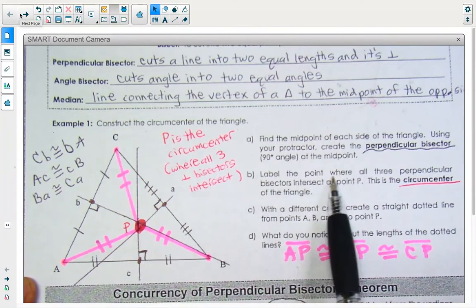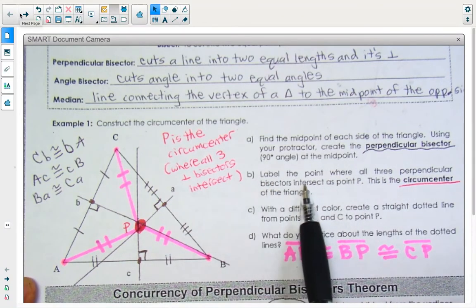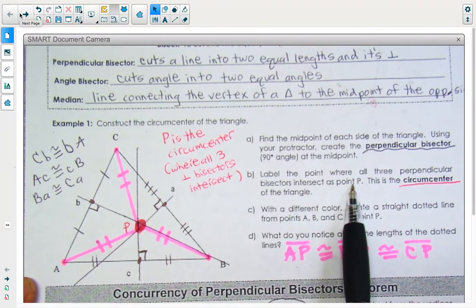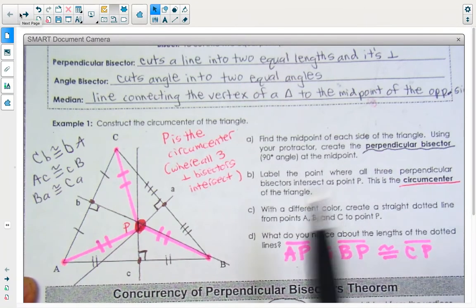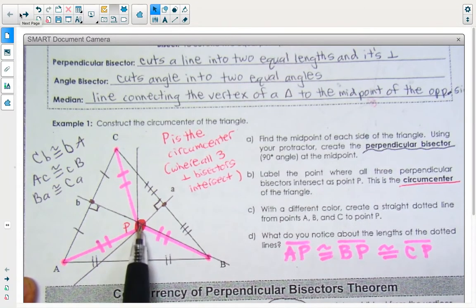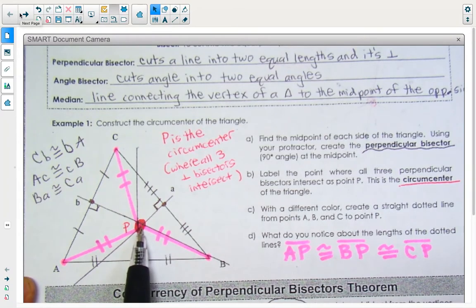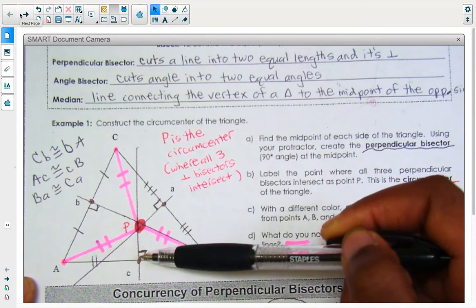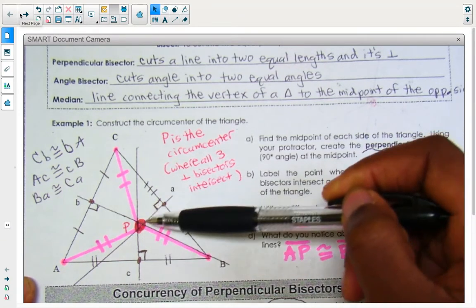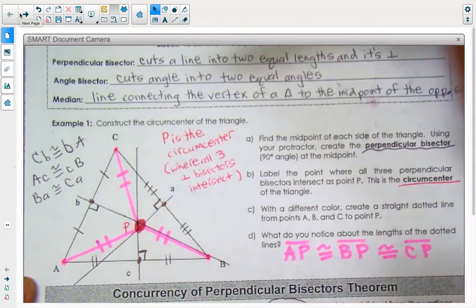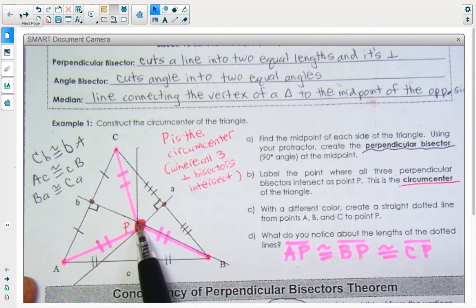Part B says label the point where all three perpendicular bisectors intersect as point P. This is the circumcenter of the triangle. So right here, this red dot P is my circumcenter. That's where all three perpendicular bisectors intersect. So where this 90-degree line is, this 90-degree line, and that 90-degree line, where all three of them intersect is this point right here, and that is my circumcenter.